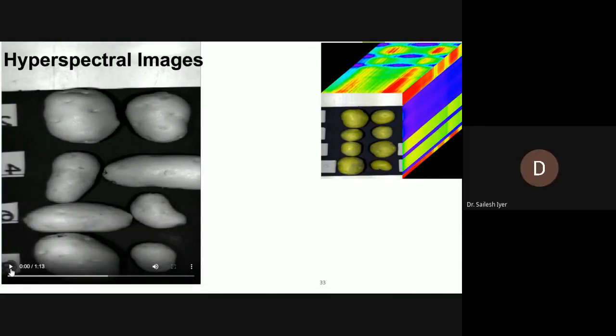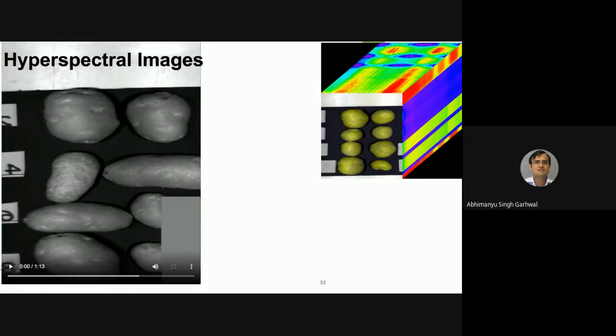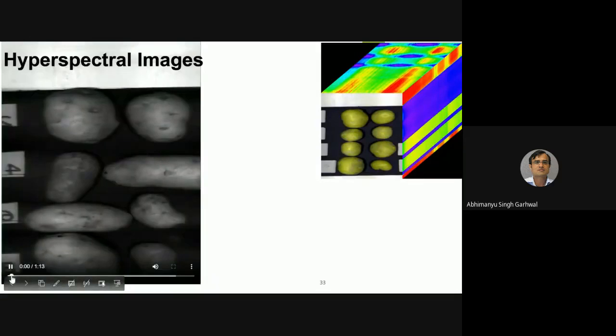Sir, I have one question here. Sorry to interrupt you. Actually, can it be that half of the potato is infected and half is not infected? Yes, this is a mixed data set. I have an answer for this question in my next slide.